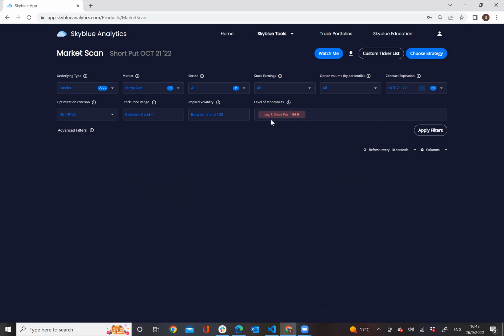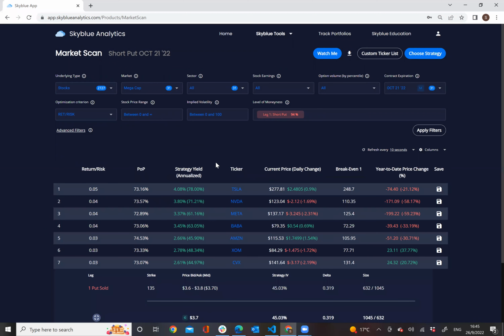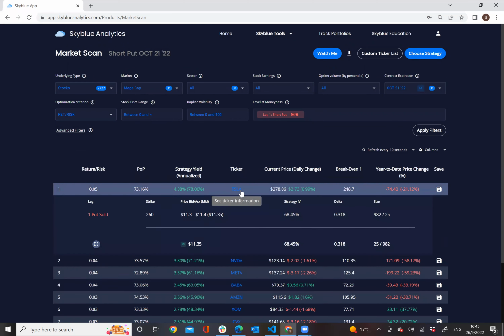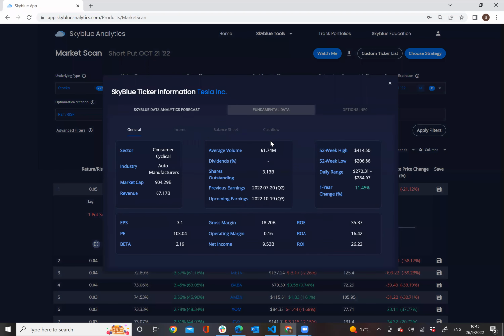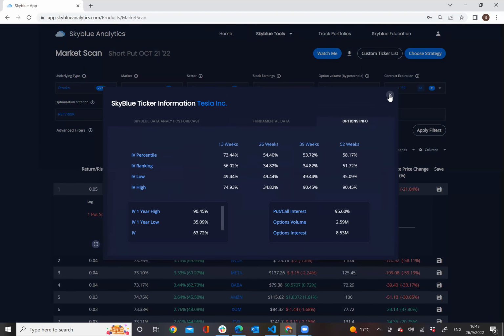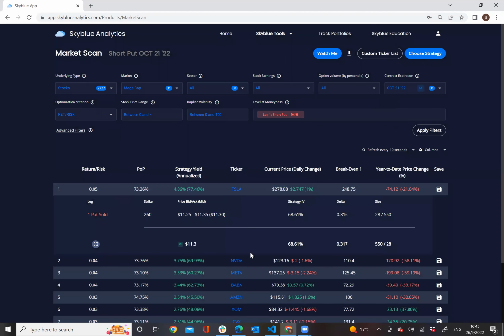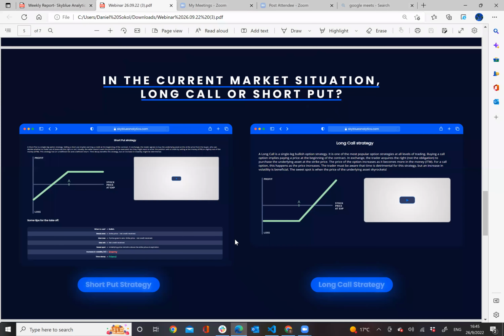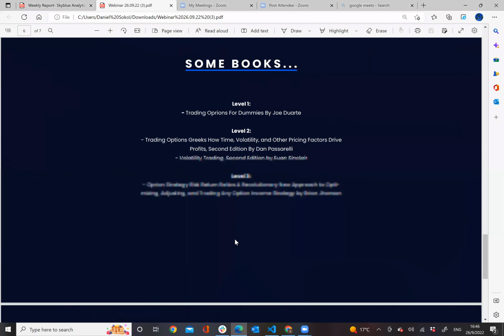So again, what we are doing is scanning the whole market with the same filters that I have explained. And again, in less than 10 seconds, Tesla should be the stock that you should choose. And everyone knows this stock. So I don't know if there are some questions. This basically would be the end of the webinar.